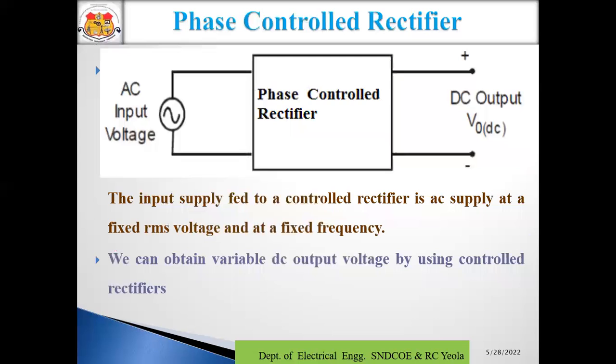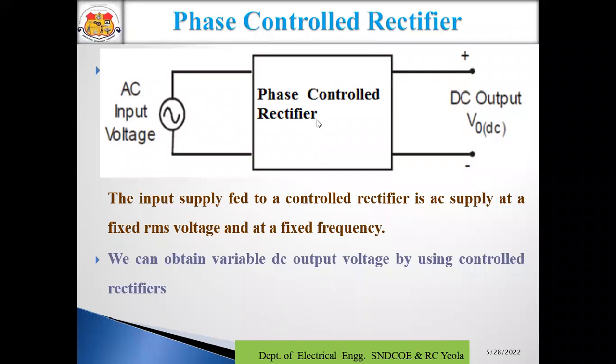So in this slide, you can see the basic block diagram of the phase control rectifier. In that, you can see this is the AC input voltage. This is the block for the phase control rectifier, and here we are getting the output voltage, that is the DC output voltage.